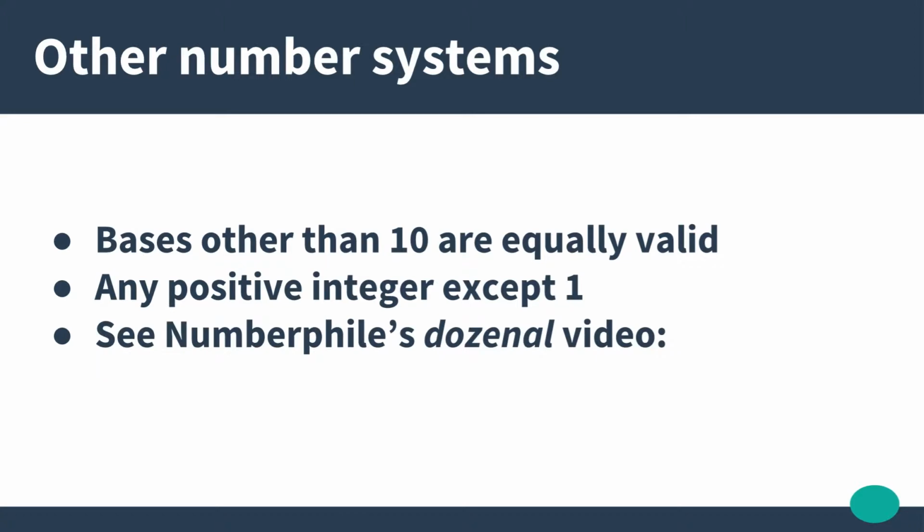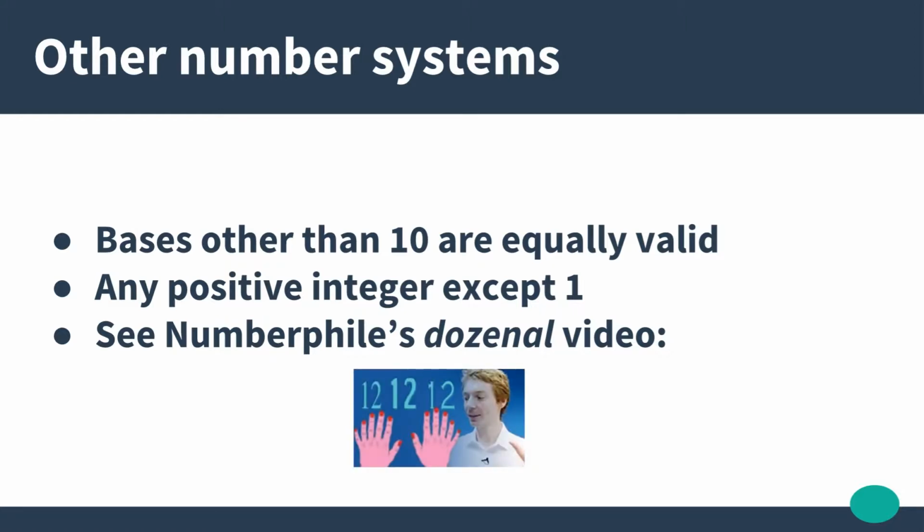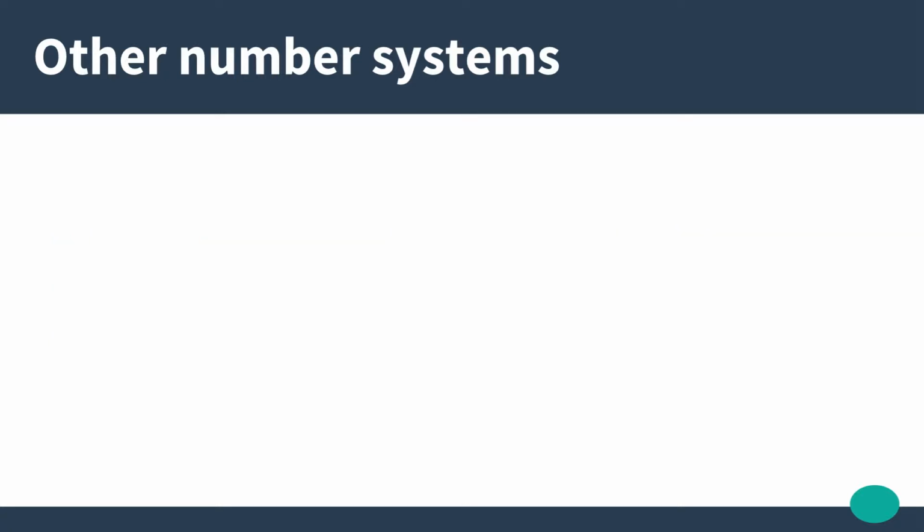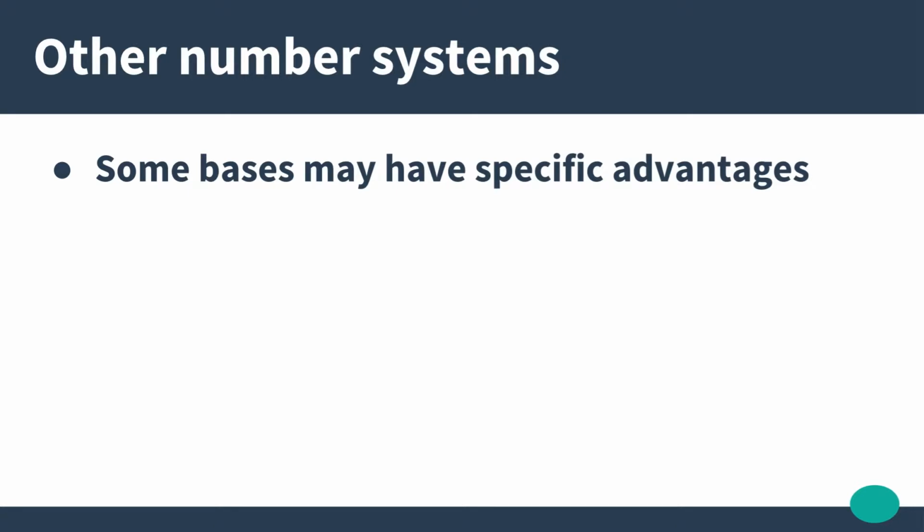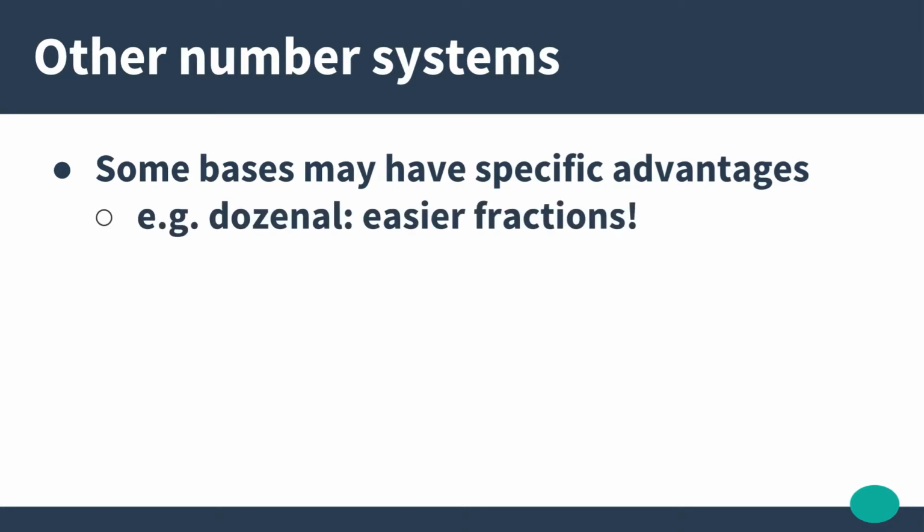As an example and demonstration of an interesting alternative base, I highly recommend Numberphile's excellent video on the Dozenal or base 12 number system. Now, some other bases, while being mathematically equivalent, may have specific advantages over others. For example, Dozenal enables easier fractions for many common ways of dividing numbers, as explained by Dr. Grimes in the Numberphile video that I pointed to.